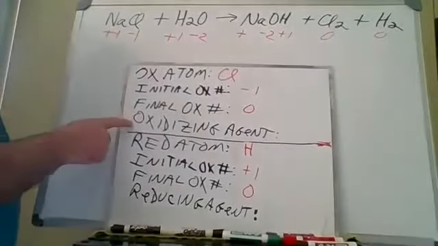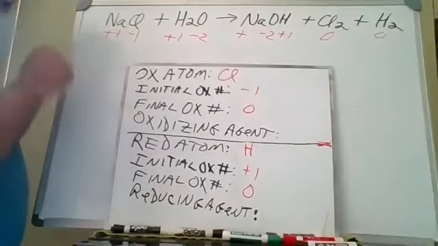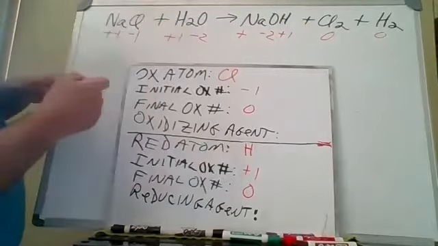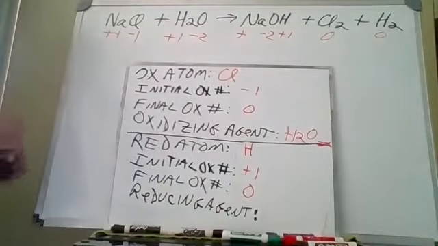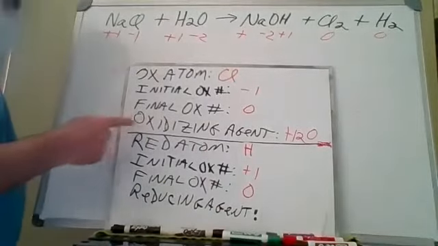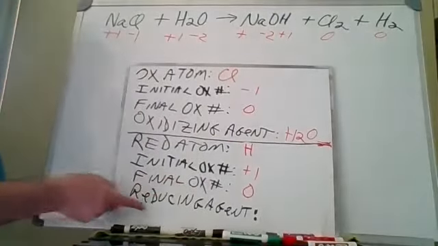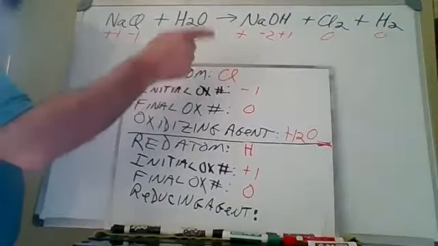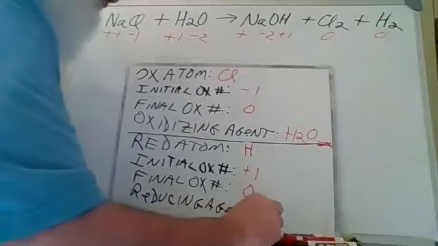So the oxidizing agent causes our chlorine atom to be oxidized. We're looking for a reactant chemical that contains the atom that is itself reduced. In other words, contains hydrogen. So H2O is our oxidizing agent. Notice the oxidizing agent must contain an atom that is itself reduced, in this case, hydrogen. Similarly, the reducing agent must contain an atom that is itself oxidized. So we're looking for a reactant that contains a chlorine atom. So here it is, sodium chloride. That is our reducing agent.